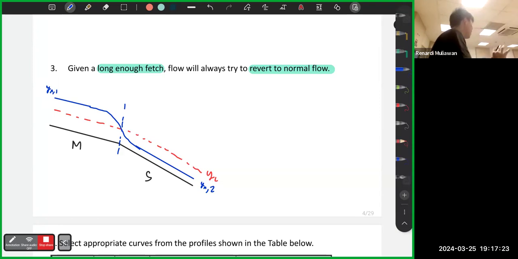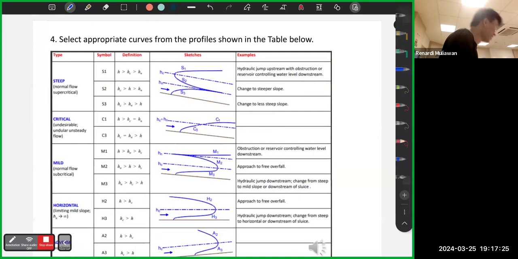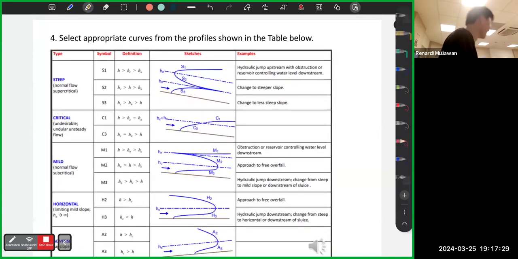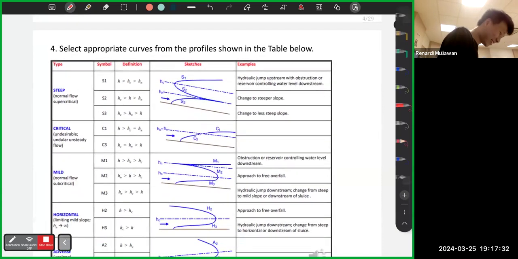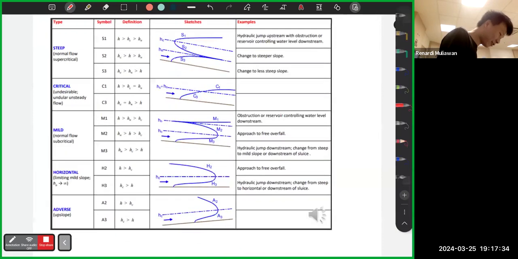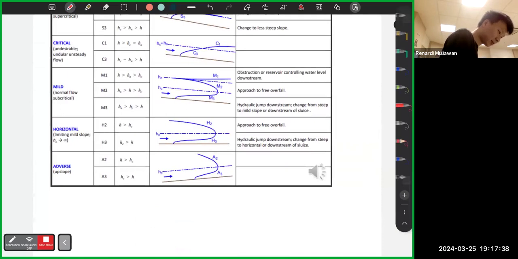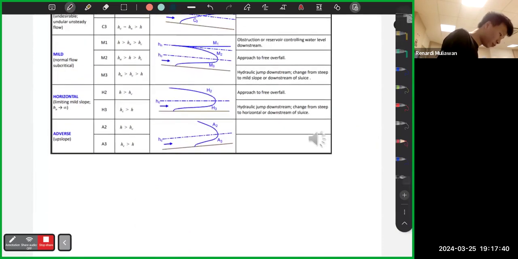So far, so clear, right? Nothing hard yet. Okay. So now here's the fun part. Now we select the curves from this table. There's a lot to explain now, but let's do it one by one. I guess let's start with mild first. So for a mild slope, right?